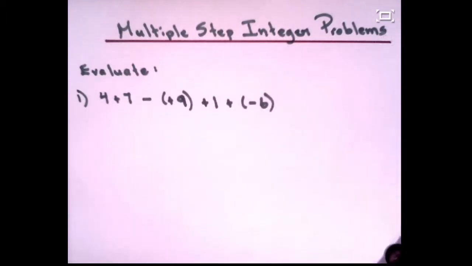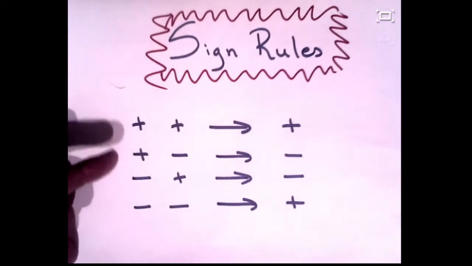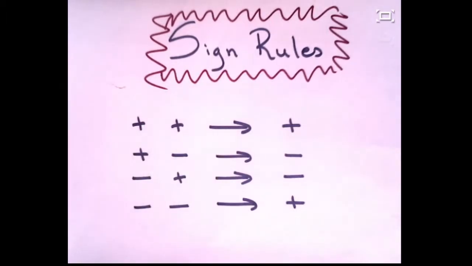So the key thing to do to know how to approach this is to remember your sign rules. So here they are, okay? Two positives make a positive, and then two negatives make a positive. Then if you have opposites, right here, you end up making a negative. So make sure you're very familiar with those rules because we're going to use them a lot right now.